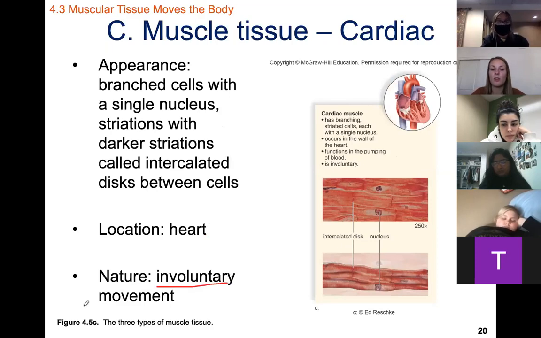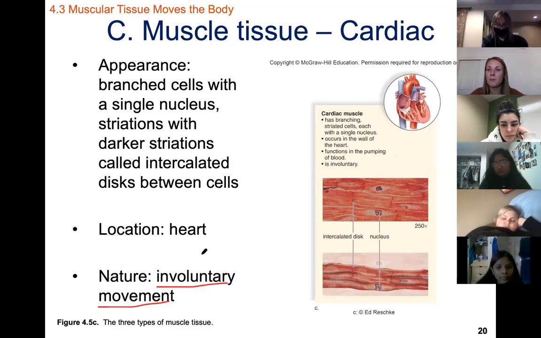It's called the cardiac muscle tissue. And this is like you think it is, it's found in the heart. And while maybe you're a little anxious sometimes and your heart is racing and you're thinking about that heartbeat, your heart is beating without you telling it to, which is really cool. The appearance of the cardiac muscle tissue is branched cells. It has a single nucleus, which is similar to the smooth muscle tissue. It also has striations, which is similar to the skeletal muscle tissue, but it has darker striations called intercalated discs that are between the cells.